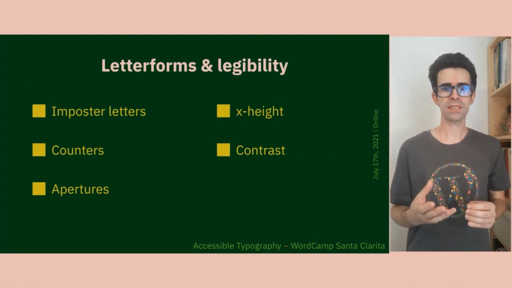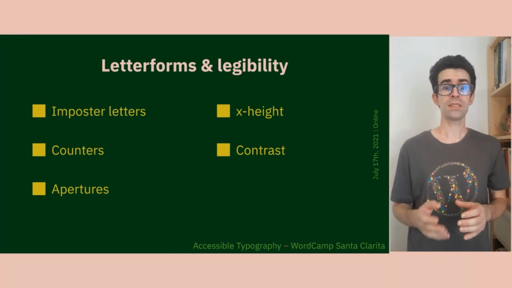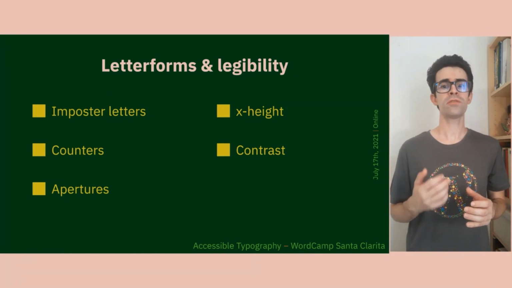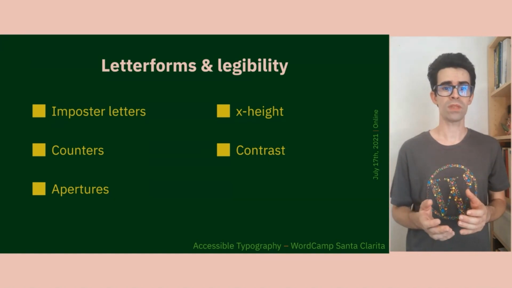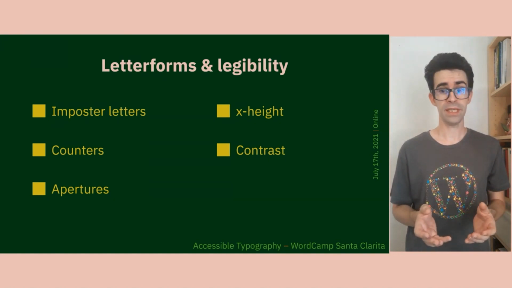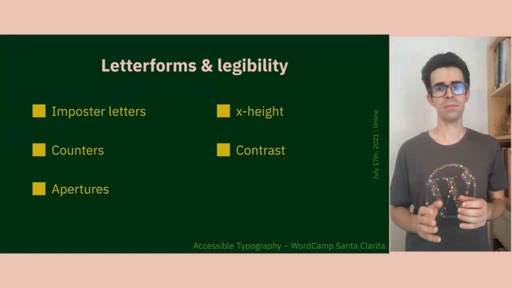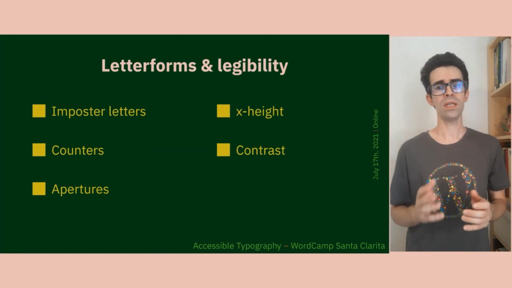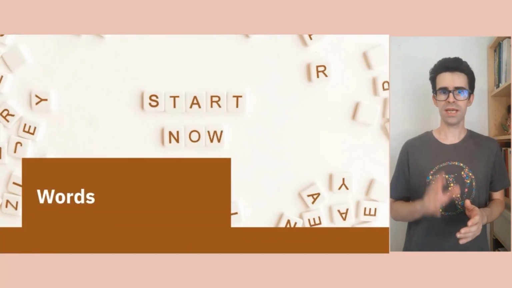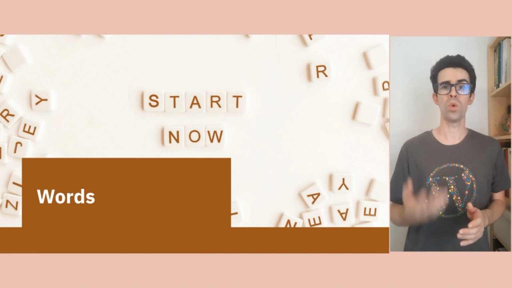There are many more aspects which you may consider when deciding what typeface to use based on letter forms, such as the presence of imposter letters, the size of counters and apertures, height, contrast between strokes, and so on. But unfortunately, we have no time to discuss them here. Having a quick search on the web for these terms might give you a good insight into how these features impact accessibility, and you'll discover that even very famous typefaces are not that perfect when it comes to accessibility. But now it's time to move on and switch to talking about how letters are combined to form words.